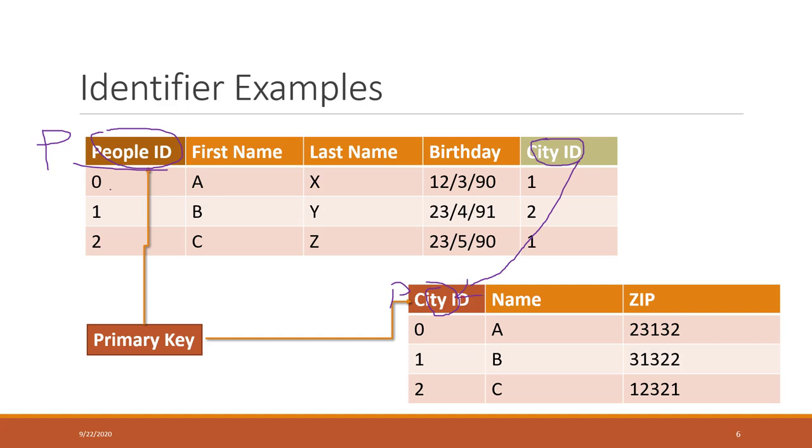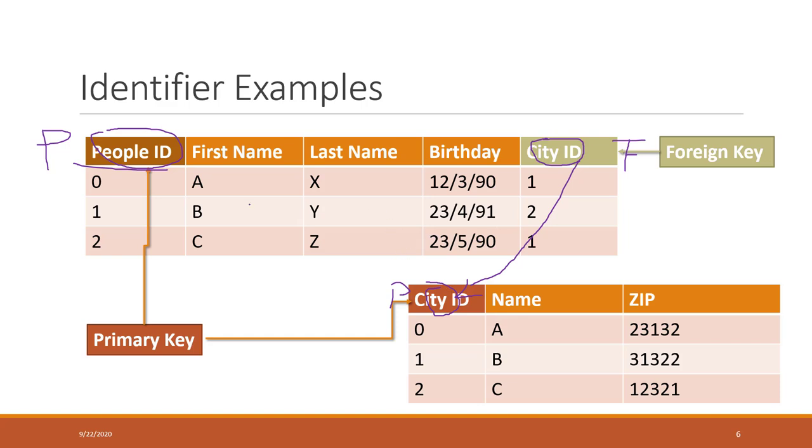Okay, so in this case, for example, we have people 0 that live in city 1, and also we have people 2 who is also living in city 1. So in this case, the foreign key will be city ID, which is on the people table, and that refers to the primary key on another table. Okay, so that is what we call the primary key and also foreign keys.